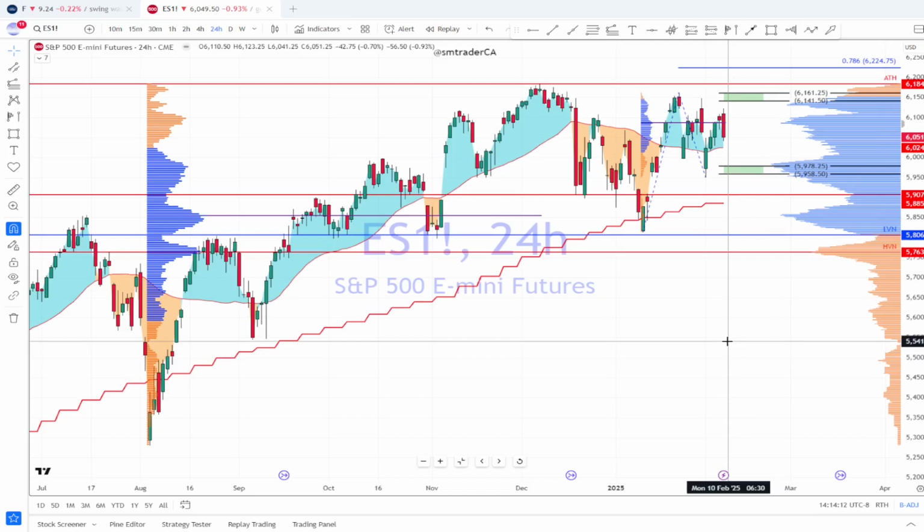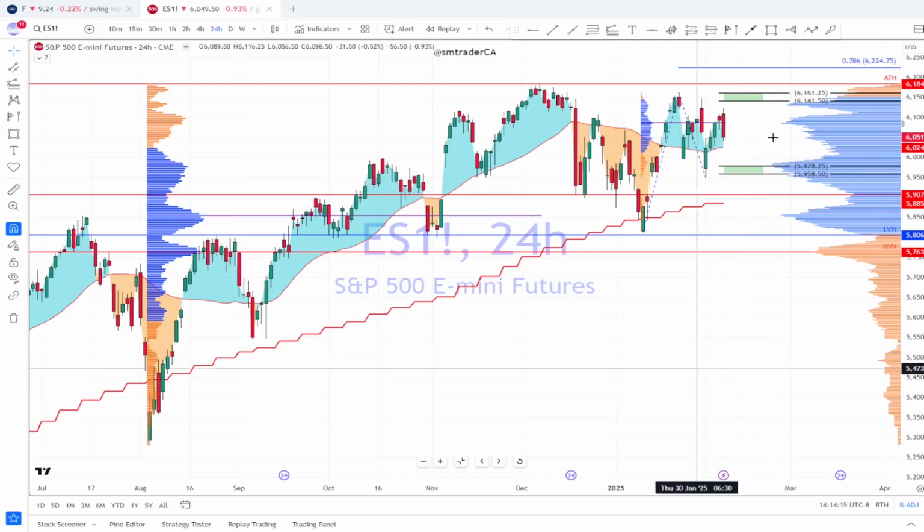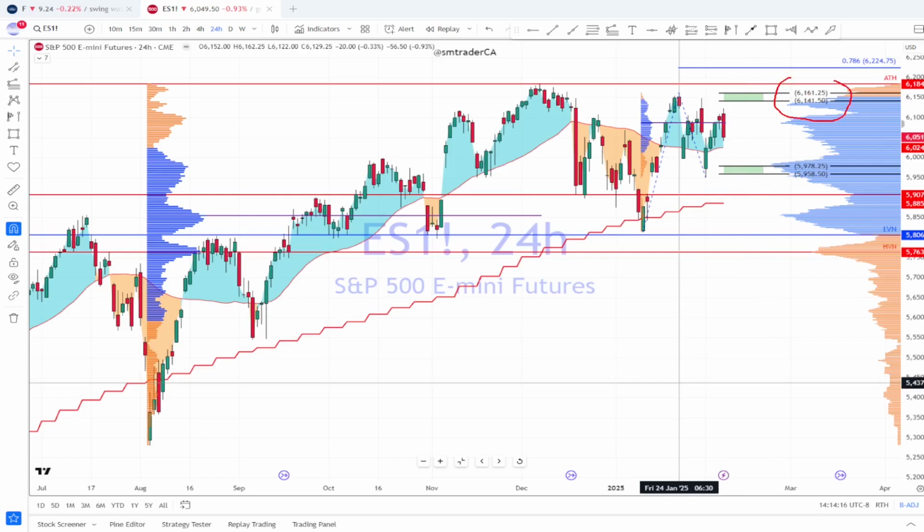Now, let's take a look at the ES, the E-mini S&P 500 future here. First of all, take a look at what the market is pricing in. For the upper range, it's between 6161.25 and 6141.50. And the lower range is between 5978.25 and 5958.50. So those are the upper and lower ranges for the coming week.